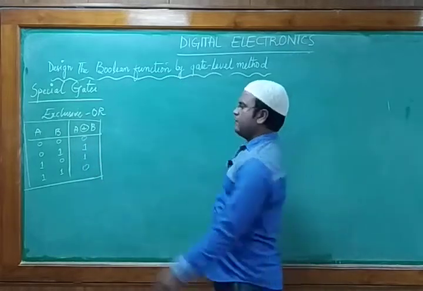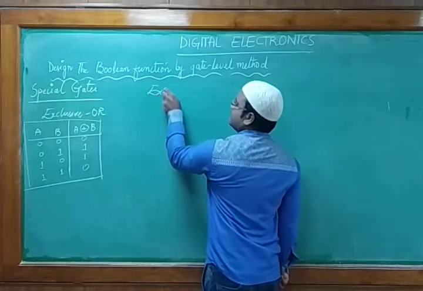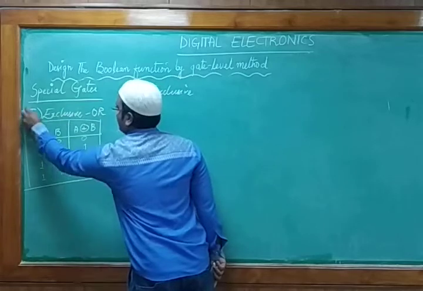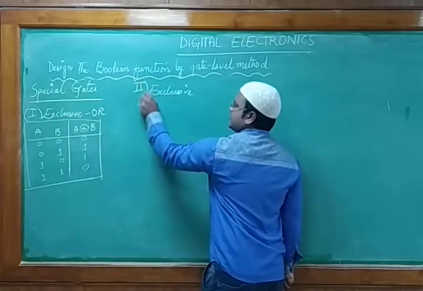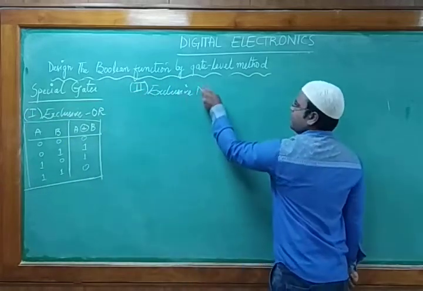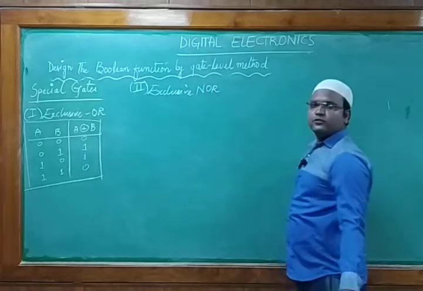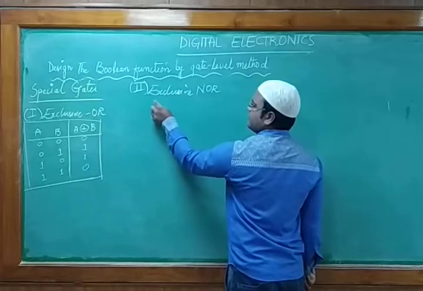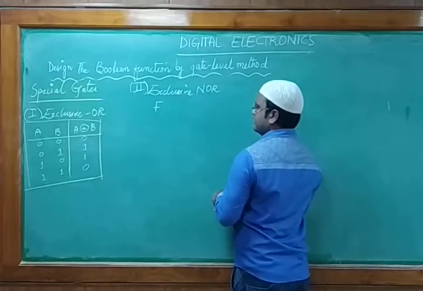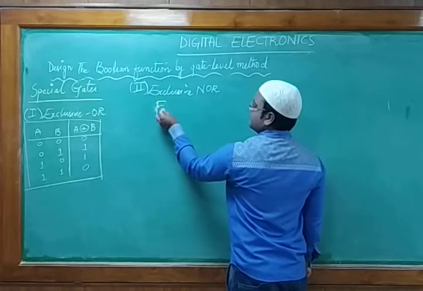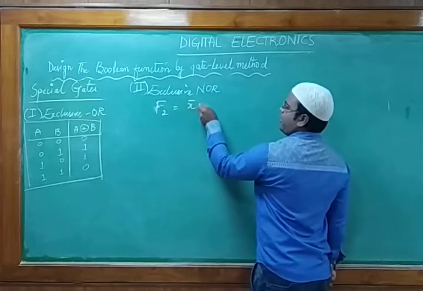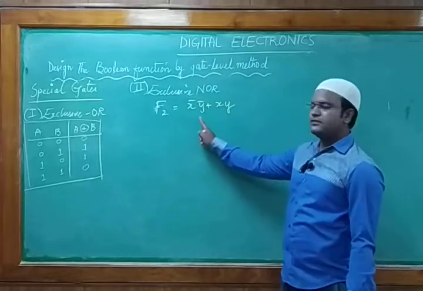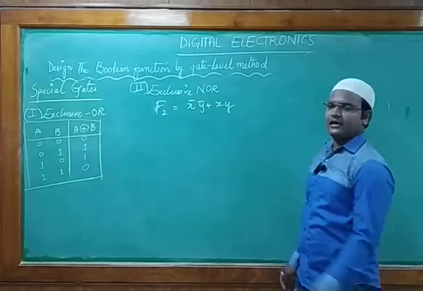Similarly, the next type of gate is exclusive. That is the first part, exclusive OR. We are going to the second part in that special gate, that is nothing but exclusive NOR. So what is exclusive NOR? Truth table, exclusive NOR, truth table. In order to design this one, first we'll try to verify the function. We'll take Boolean function f2 is equal to x bar y bar plus xy. First thing, we'll see this one. Then we'll see its complete exclusive NOR.